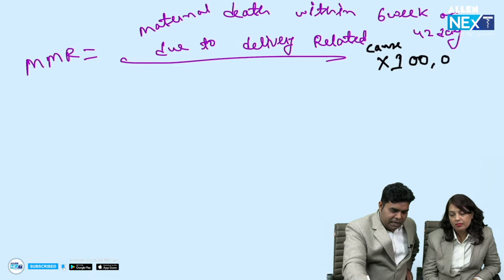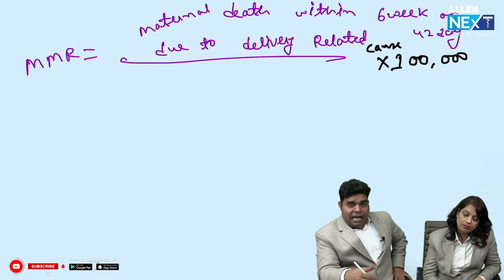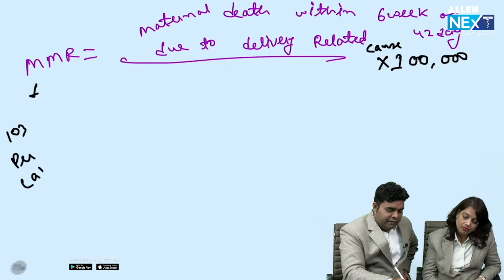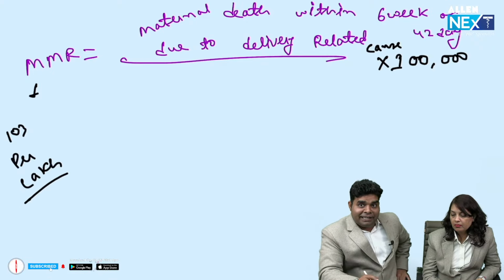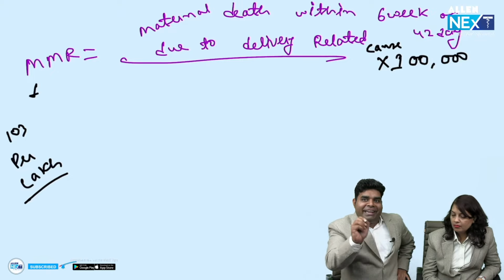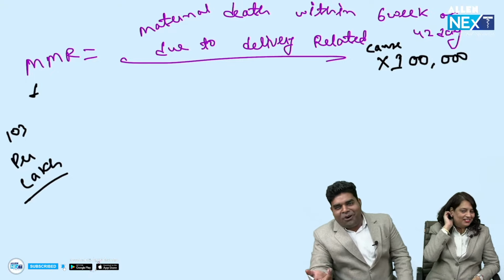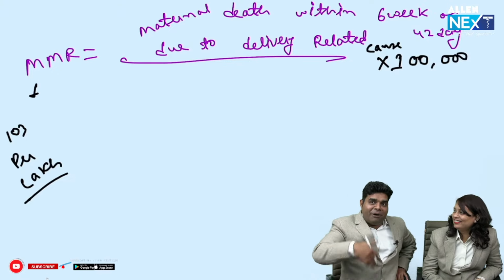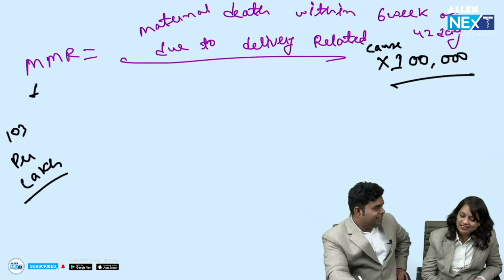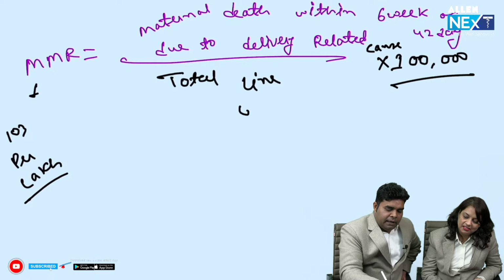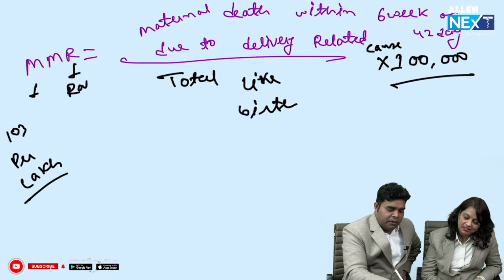The reason it is multiplied by 1 lakh is that the MMR of India is, let's say, 103 per lakh. So if they multiply it by 1000, then it will become 0.1 per 1000. And if it is 0.1, no government will focus on it. So to make the government focus, they are multiplying it with lakh, a bigger factor. And again, it is divided by total live birth. So that is why MMR is not a rate, it is a ratio.